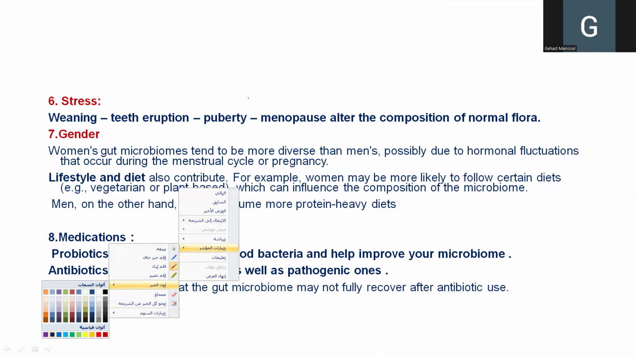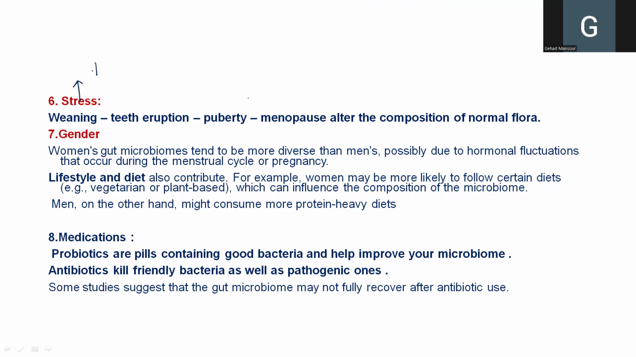Another important question is how stress affects the friendly flora. Of course, stress results in dysbiosis, which means a population shift, and this population shift is in favor of pathogens. And you can give examples of stress: weaning, which is the stopping of breastfeeding at the end of the first 2 years of life, teeth eruption, the appearance of milk teeth in infants and children, puberty, of course, with all the hormonal changes, menopause, which is also the cessation of menstruation in a female.